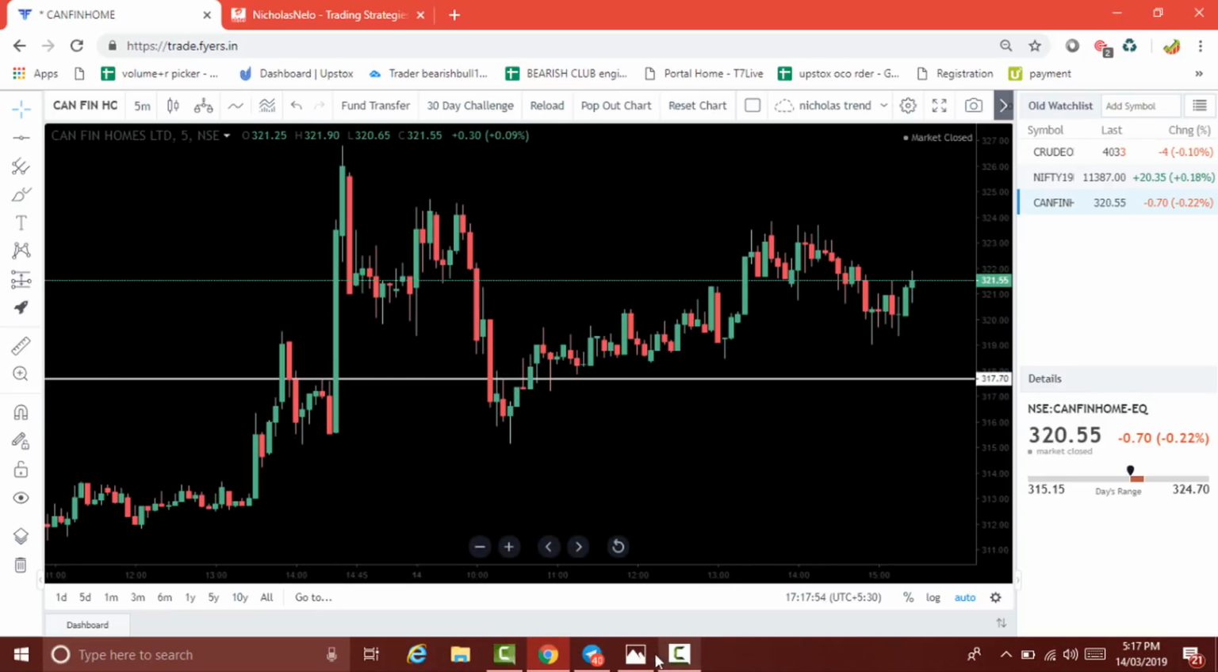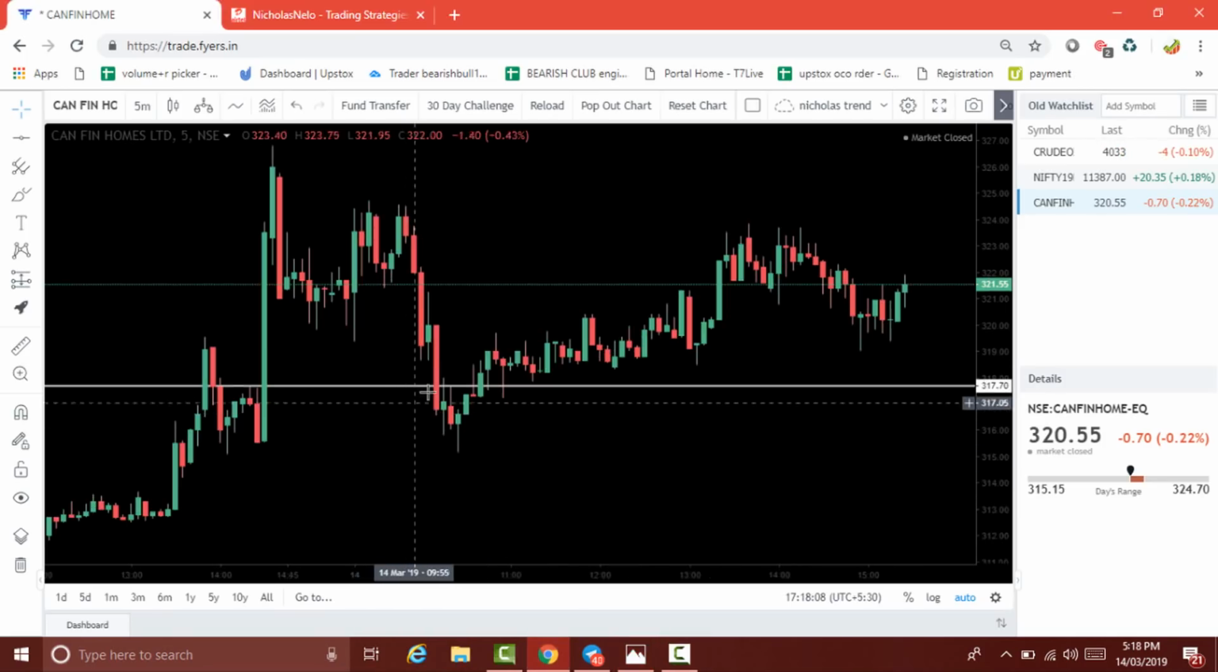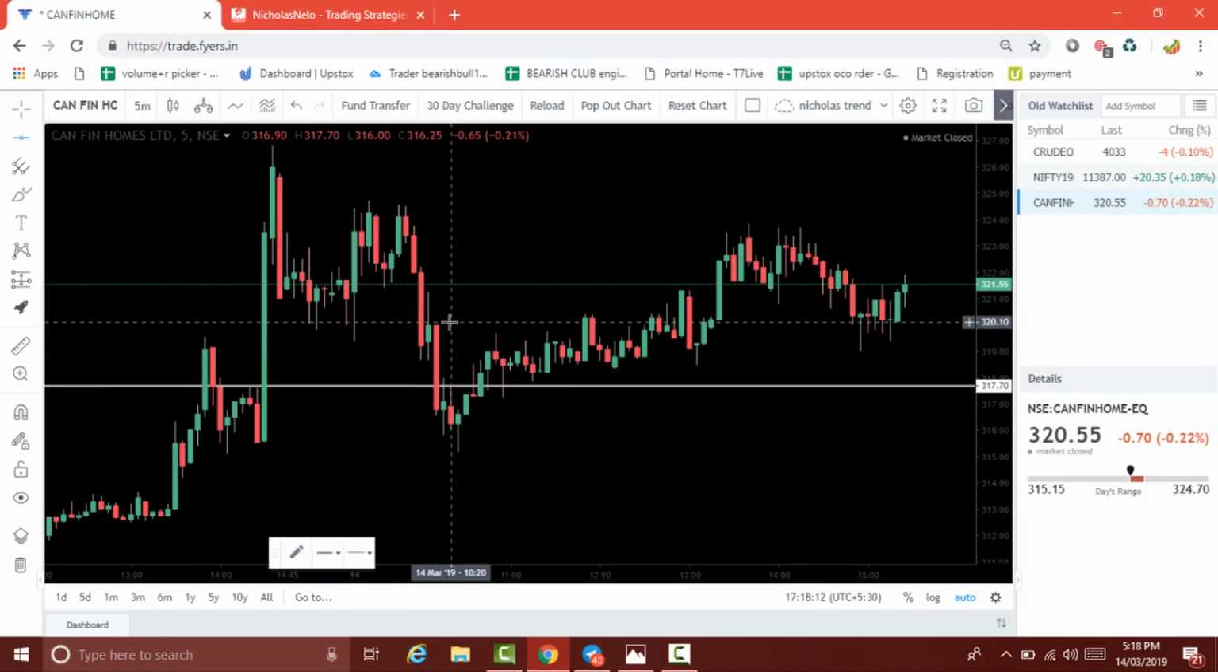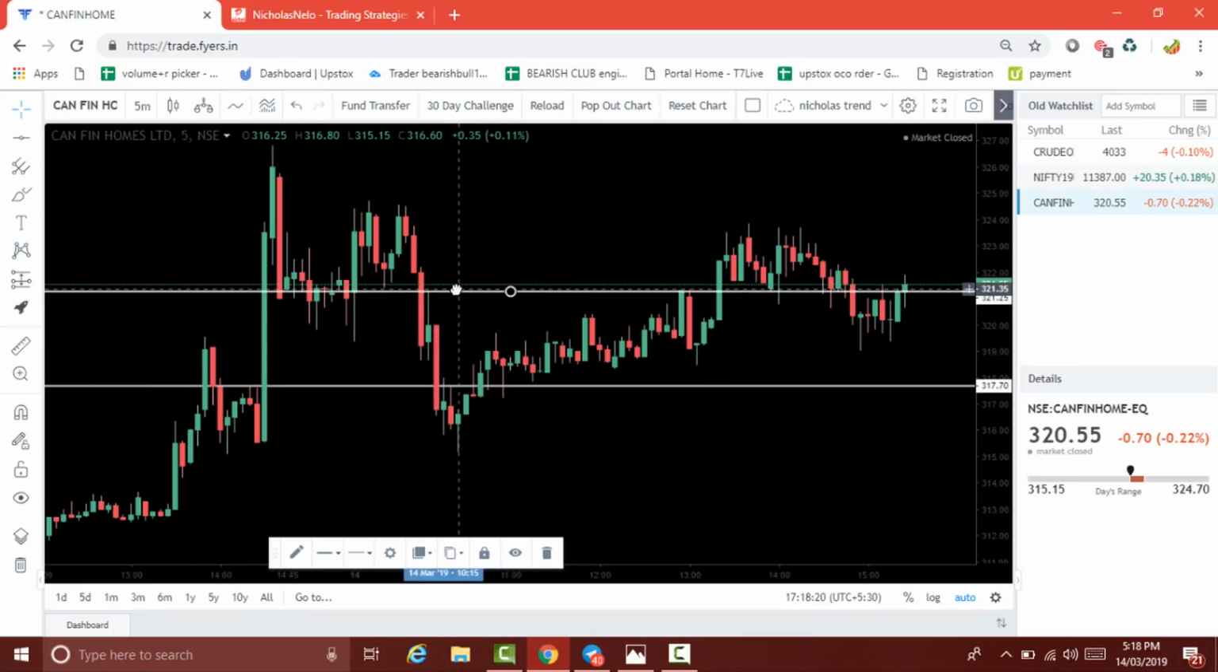As per our strategy, whenever a candle closes below the line, we go for sell, and if a green candle closes above the line, then go for buy, whether it's support or resistance. In that way, we are going to sell here and place the stop loss here. Whenever you sell based on this strategy, just place the stop loss above the candle high, either here or here.